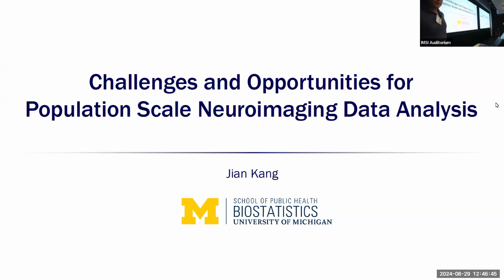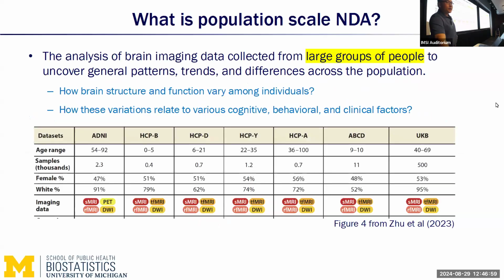So yeah, in this session, our topic is population neuroscience, and I will basically follow exactly the format that Hongtu suggested, just discussing several questions and using some of my experience. So this is challenges and opportunities about population-scale neuroimaging data analysis. So basically, what do I mean by population-scale neuroimaging data analysis?